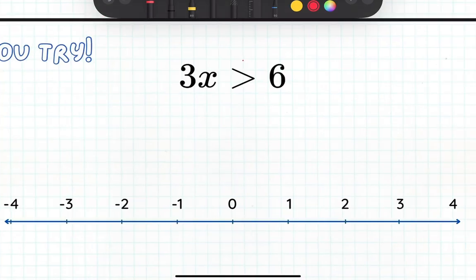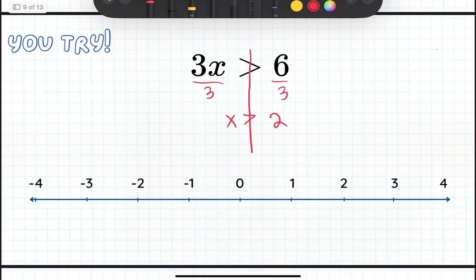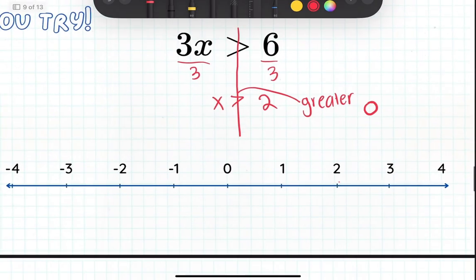So I'm still going to divide my inequality. And what I'm going to do is divide by 3 because 3 is being multiplied with x. I'm going to divide both sides by 3 and I get x is greater than 2. So since x is only greater than, I'm going to have simply an open circle. So I'm going to place an open circle over 2 and then I'm going to put it facing this way because the numbers are greater than 2.